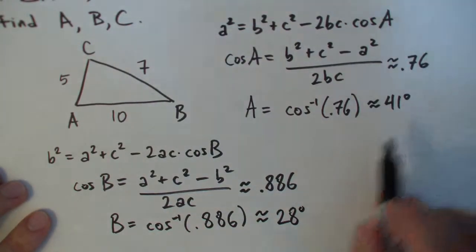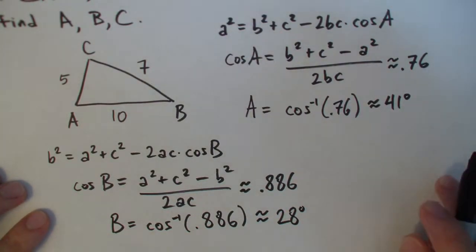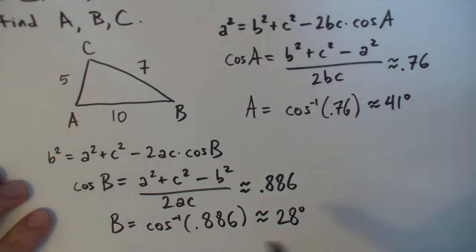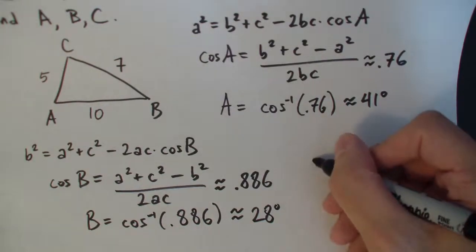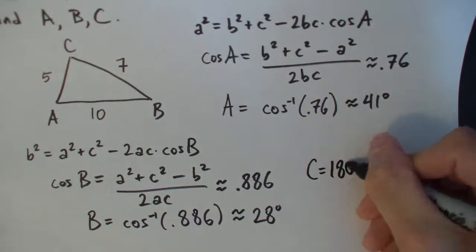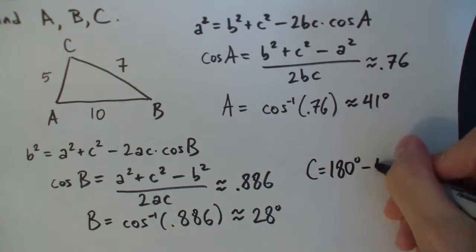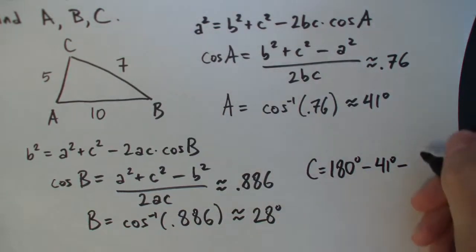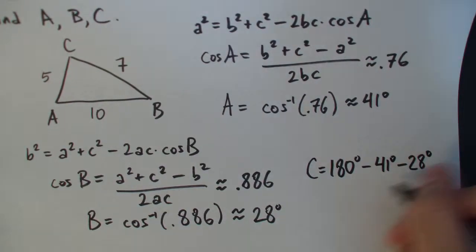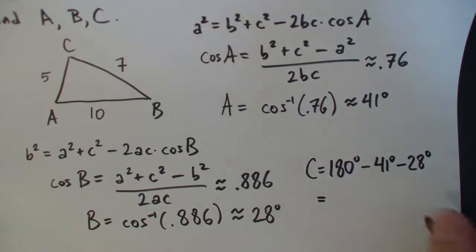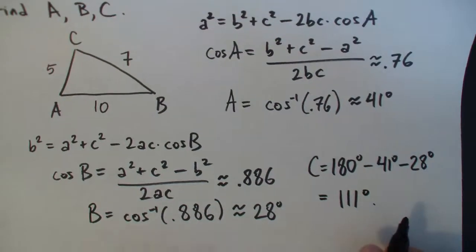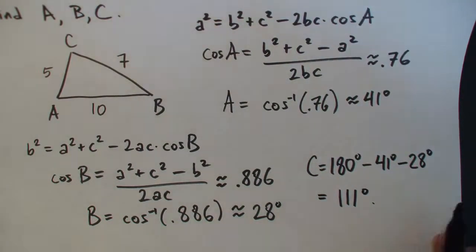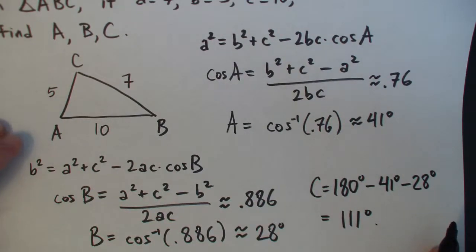So now that we've found a and b, we don't need to bother using the law of cosines yet again to find c. We can just take c to be 180 minus a minus b. So c is 180 minus a minus b, and so that comes out to be 180 minus 69, which is 111 degrees. So there we found angles A, B, and C given the three sides of our triangle.